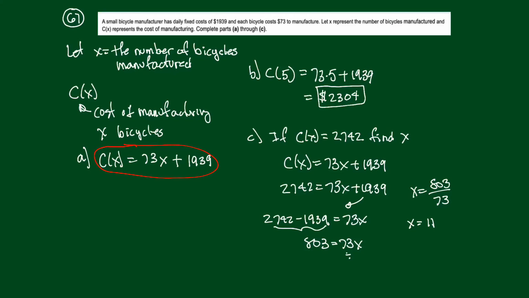So the question is, can you find x, or how many bicycles did we manufacture if the daily cost was $2742? So the answer is not x equals 11. The answer is 11.